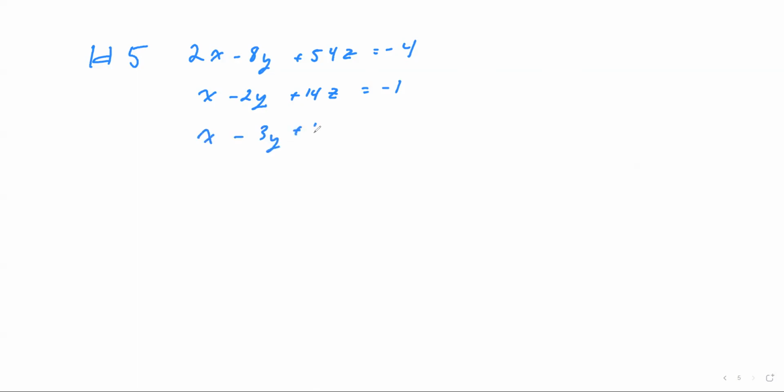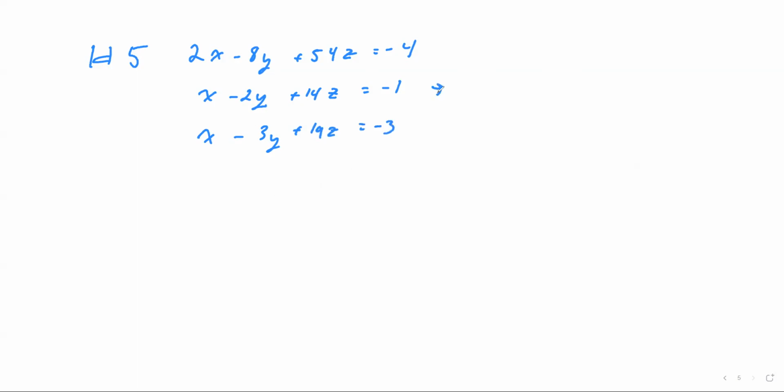All right, in this last example, I'm going to show you one where it is. I've forgotten one. And it's a 3 variable one. So this would be a 2x minus 8y plus 54z equals -4. X minus 2y plus 14z equals -1. X minus 3y plus 19z equals -3.